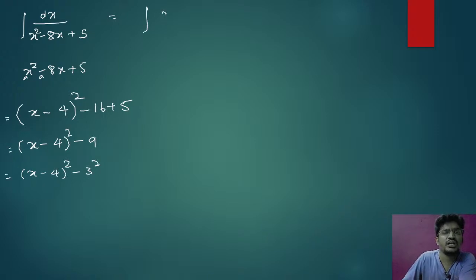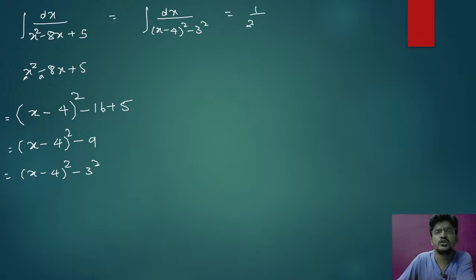So that will be integration of dx divided by (x minus 4) whole square minus 3 square. This will be equal to 1 by 2a. A term is 3. Log of mod of x minus 4. You can see the formula. Here you have negative sign, write minus 3, divided by x minus 4, you have positive sign. You can write positive 3 plus c.